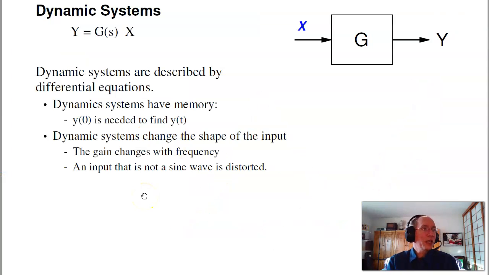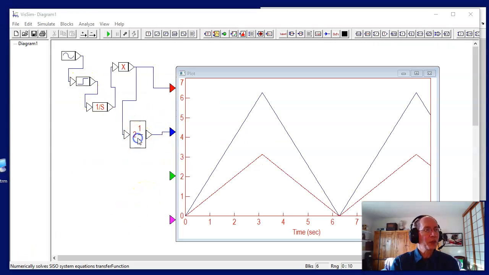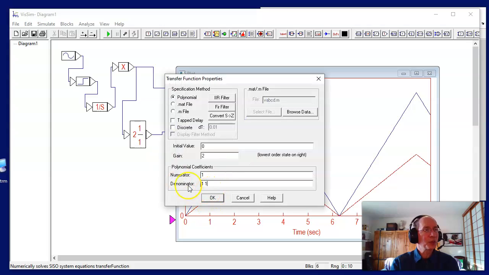Now in contrast, a dynamic system is described by a differential equation. For dynamic systems, you need to know the initial condition. Also, dynamic systems change the shape of the input unless the input is a sine wave. So again, going back to VisSim, if I change this block, VisSim uses the same notation as MATLAB, 1, 2. That's decreasing powers of s, so that's 1 over s plus 2.